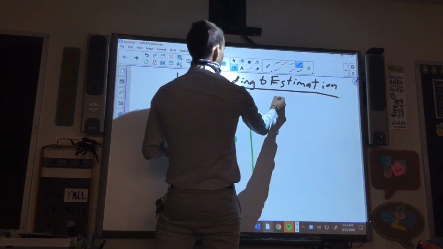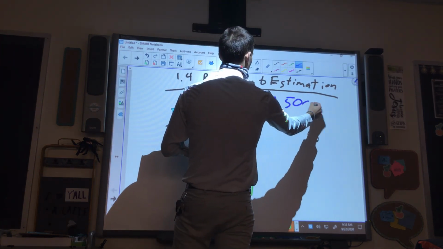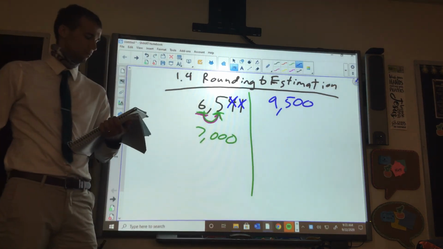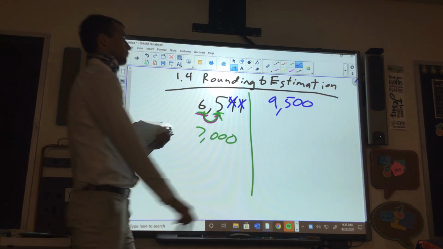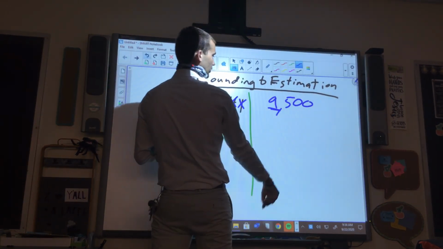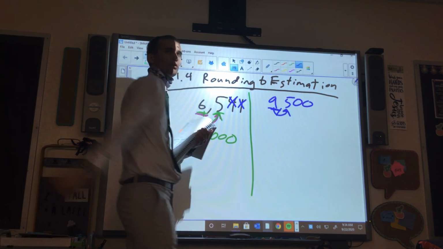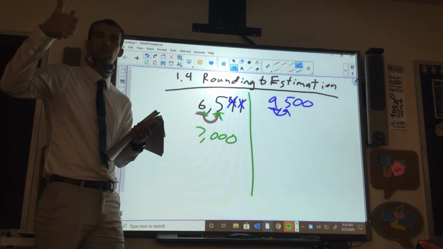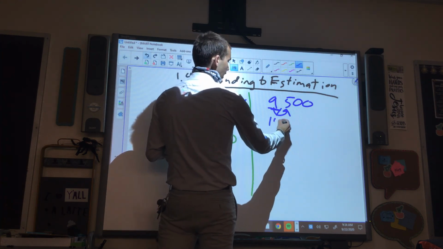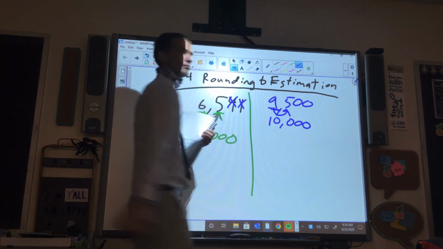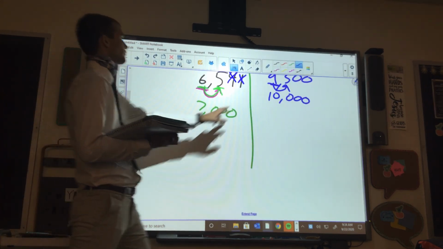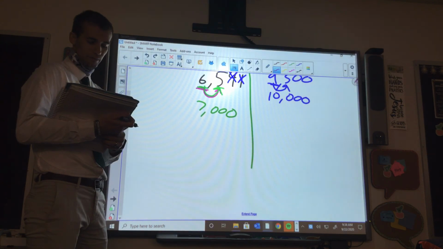So another number. Let's say we just have 9,500. You don't even need to worry about these other numbers. It says round to the nearest thousand. You underline your thousand. Look at that next number. 5. Are we rounding up or down? Up. Yes. So the 9 becomes a 10, and then we have 10,000. Pretty simple, right? All right, let's keep on going.